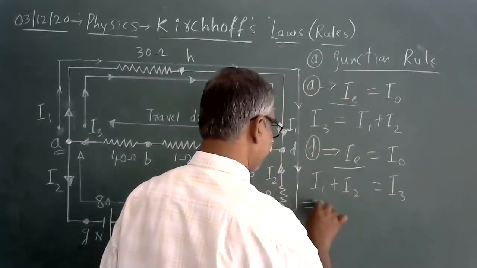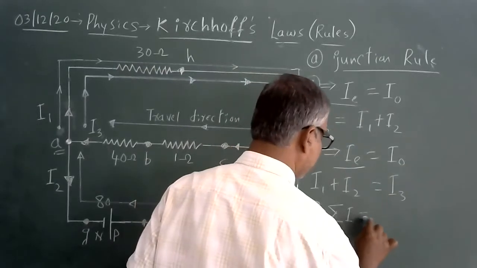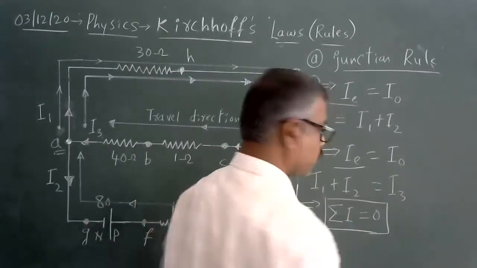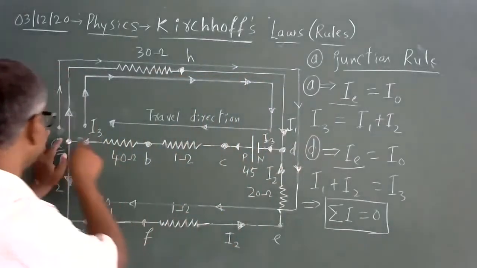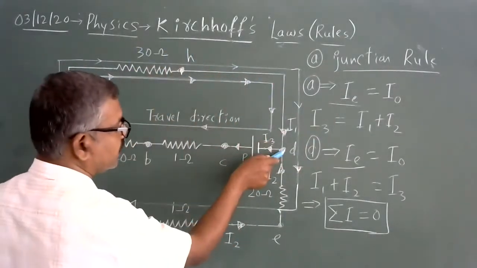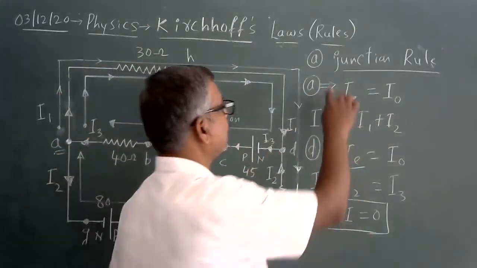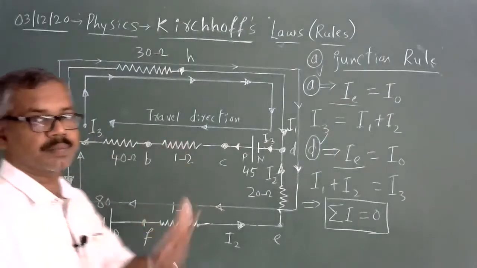Hence, I can say the net current entering at junction A and junction D is equal to 0. This is the algebraic sum of the current entering a junction at point A and the current entering at point D, which is going to be 0. Hence, for junction A, this is the relation. For junction D, this is the relationship I discussed.